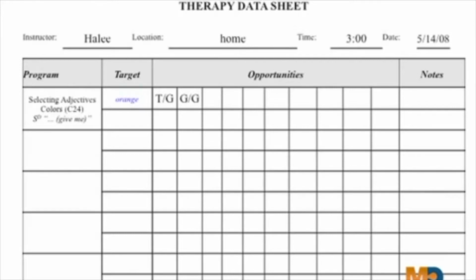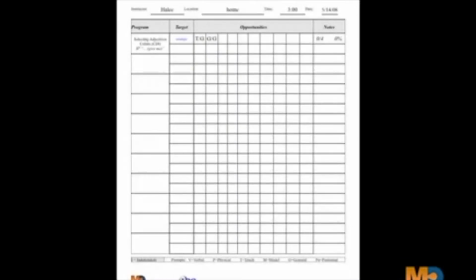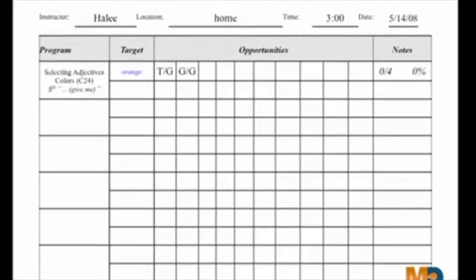She yet again does a correction trial. On the correction trial, Cameron needs another gesture prompt to get the skill correct. So she would draw a hash mark and record a G for gesture. Now let's calculate the total percent accurate or performed independently. Haley asked the skill 4 times, so there were 4 trials. Cameron did not get any independently, so 0 out of 4, which is 0%.